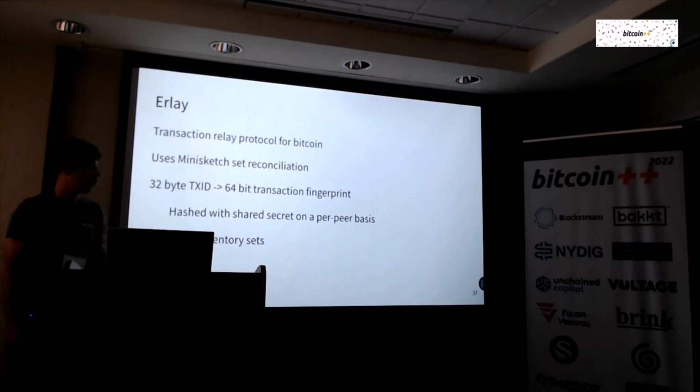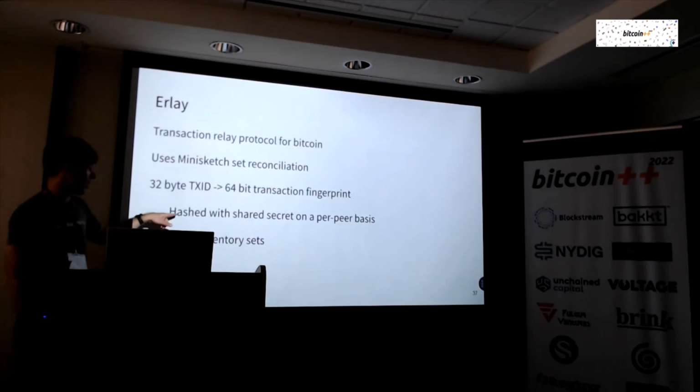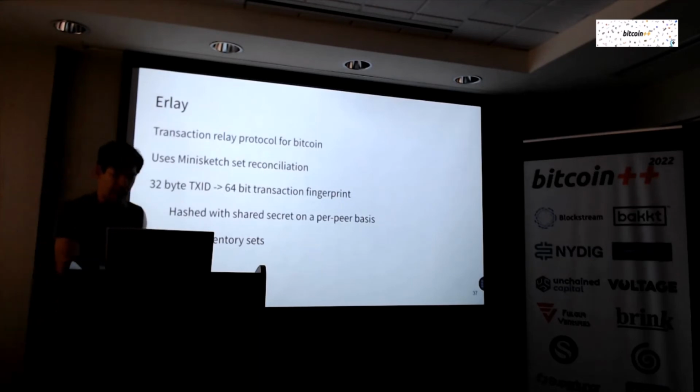Those are a 32-byte transaction ID. Obviously, we're limited to only 8 bytes with Minisketch, so we need to compress that down to a smaller fingerprint so that we know which transaction we're talking about. So yeah, there's a hash function to do that. They reconcile inventory sets in order to do that, so that's another element that complicates it a little bit.